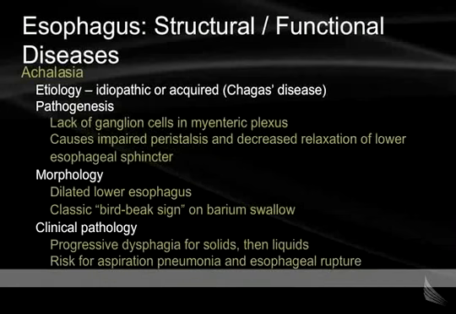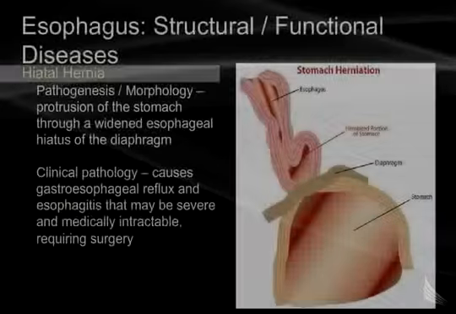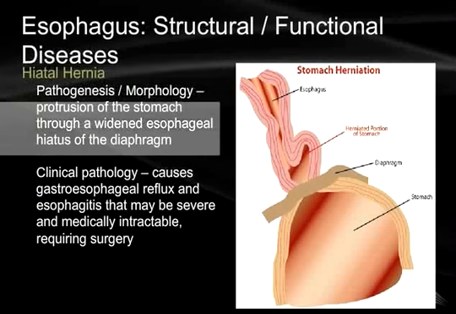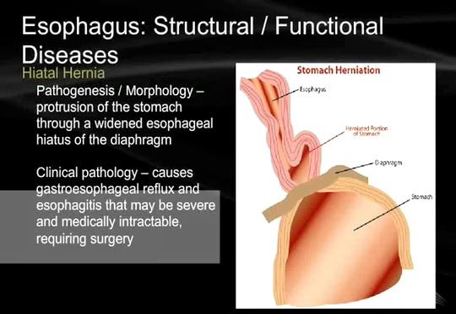Hiatal hernias are one of the most common hernias seen in the GI tract. It is a protrusion of the stomach through a widened esophageal hiatus in the diaphragm. It can help predispose patients to getting gastroesophageal reflux disorder as well as esophagitis, which may be severe and medically intractable and sometimes even require surgery. Remember, in the hiatal hernia, the GE junction is pulled up above the diaphragm along with a portion of the stomach.